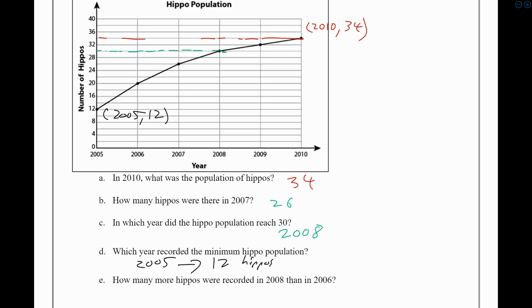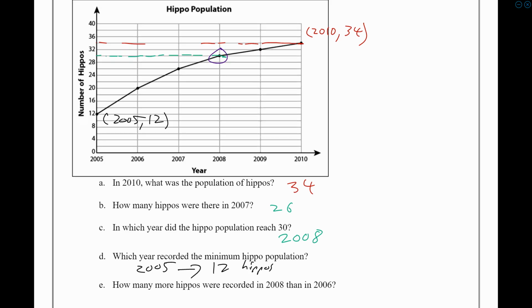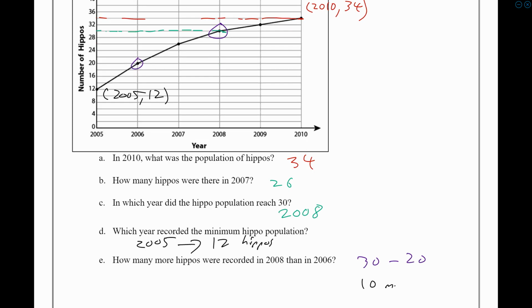Okay, now difference. How many more hippos were there in 2008 than in 2006? Yeah, because there was 30 minus 20. So 10. 30 minus 20, there's 10 more. In this case, if you were asked what's the difference, then you would want to say 10 more. In this case, it already says how many more, so 10's good enough.